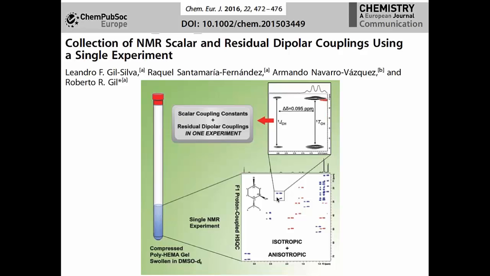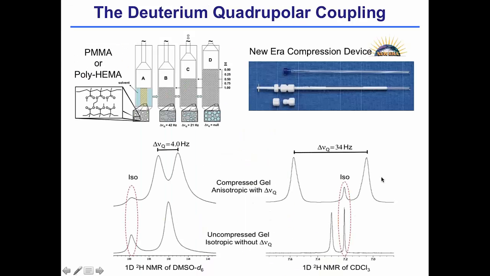Here is a chloroform gel. This is the deuterium NMR spectrum. And then you can see when the gel is fully relaxed inside the NMR tube, you see the DMSO outside, sorry, and the DMSO inside. And when you compress the gel, you can see the splitting here that is 4 hertz for DMSO. For the same degree of alignment it is approximately 34 hertz. We don't know, I think it's more, for chloroform.